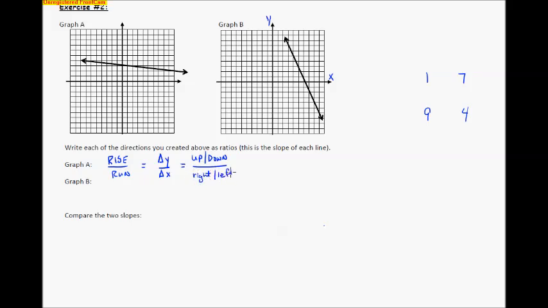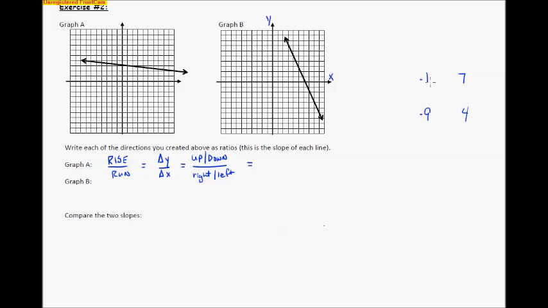Okay? And those are the kind of terms that we're going to use over and over throughout the next few weeks here. So how much did I rise in the first one here? And actually, I should have put a negative in here and a negative in there because I ended up going down, didn't I?